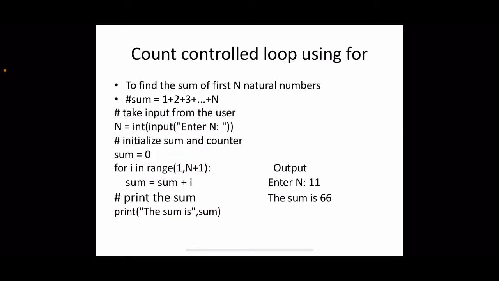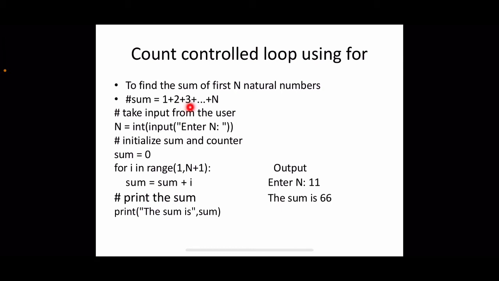Now let us see how this range function can be used in a for loop to perform counter control looping. We can take the same example we solved using the while loop, that is, to find the sum of the first n natural numbers.